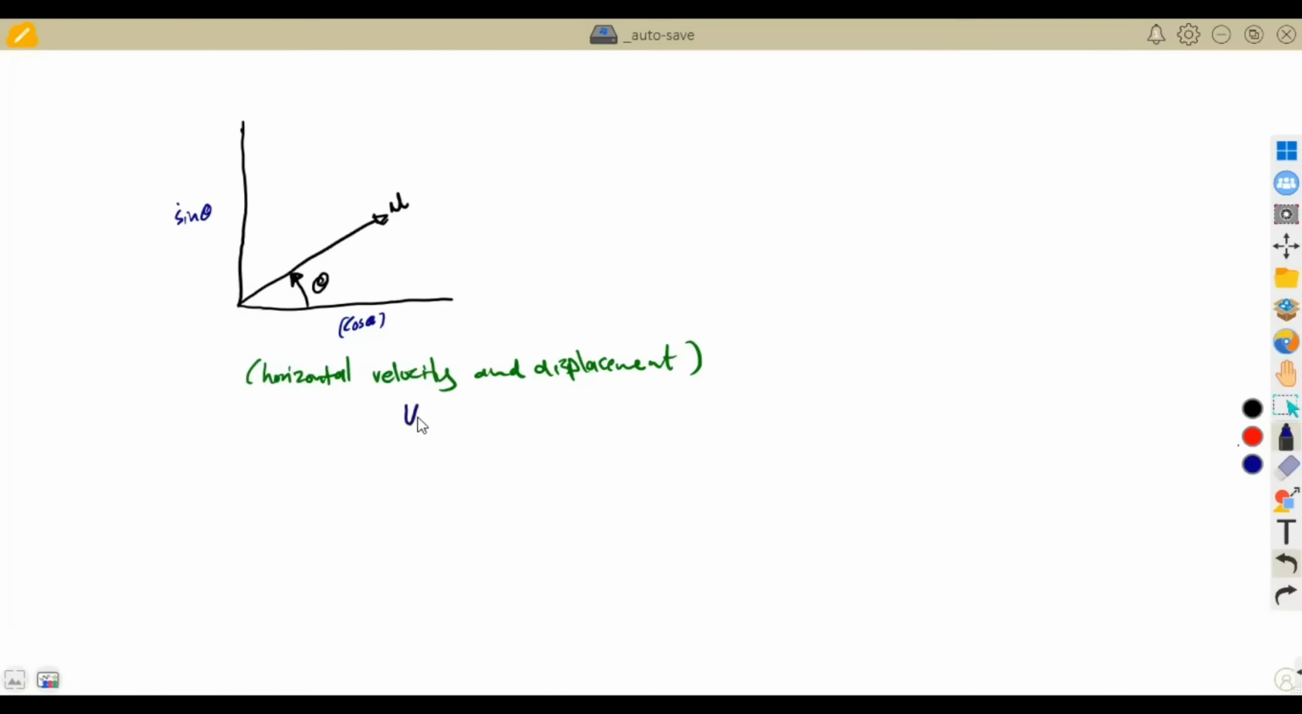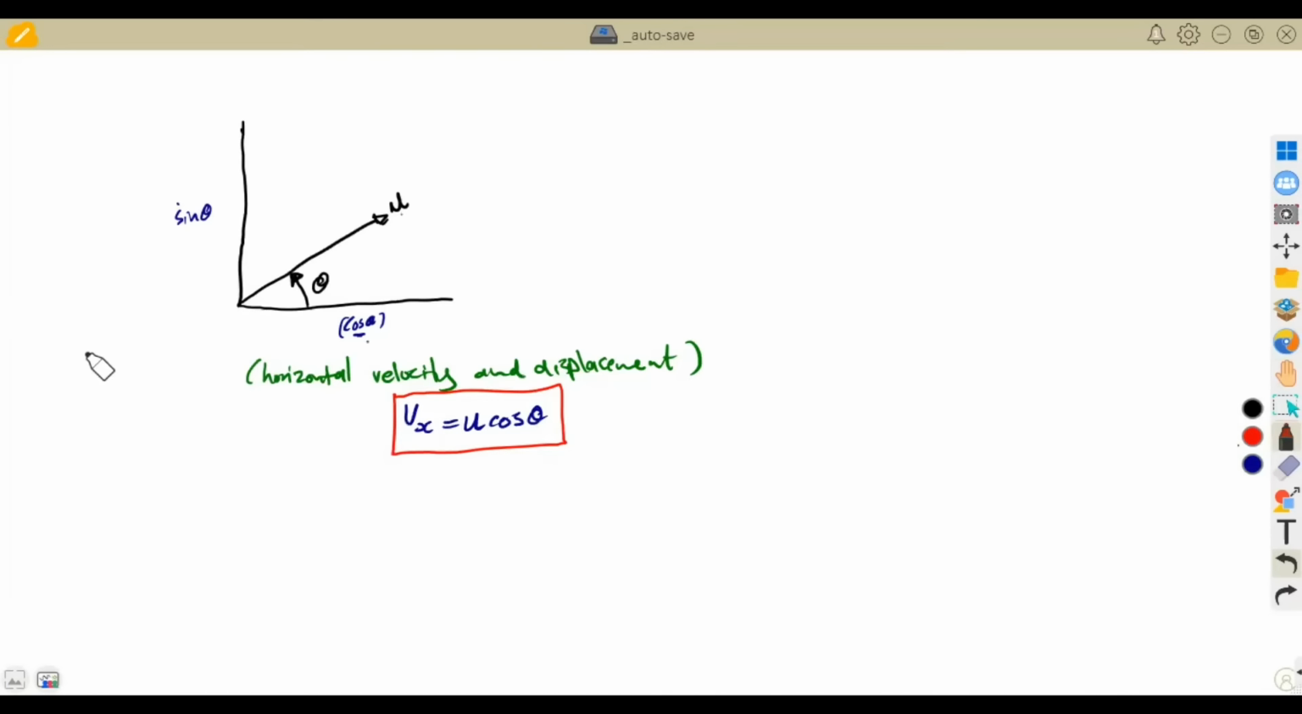So this can be given as Vx. Like I said, the horizontal uses the cos of theta, so it's going to be U cos theta. So this one is referred to as U cos theta. That is our Vx in this case, which represents the velocity. We shall talk of displacement later on.